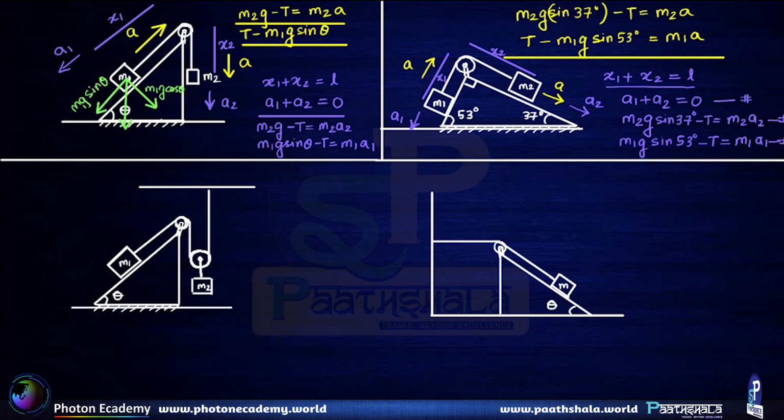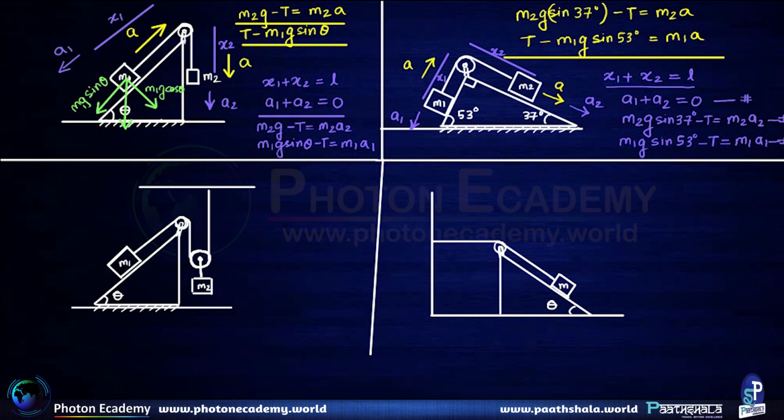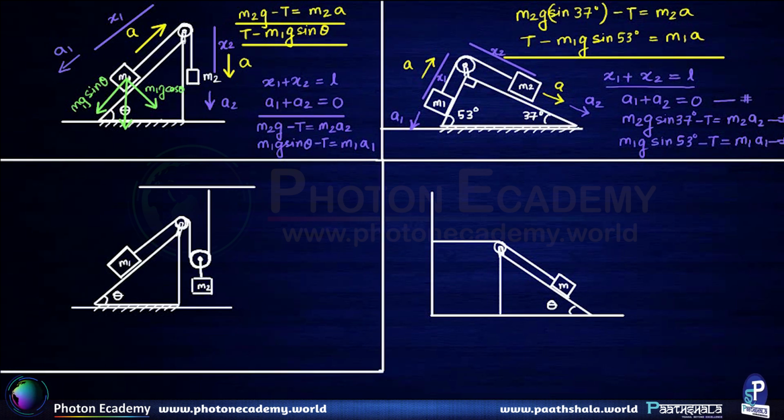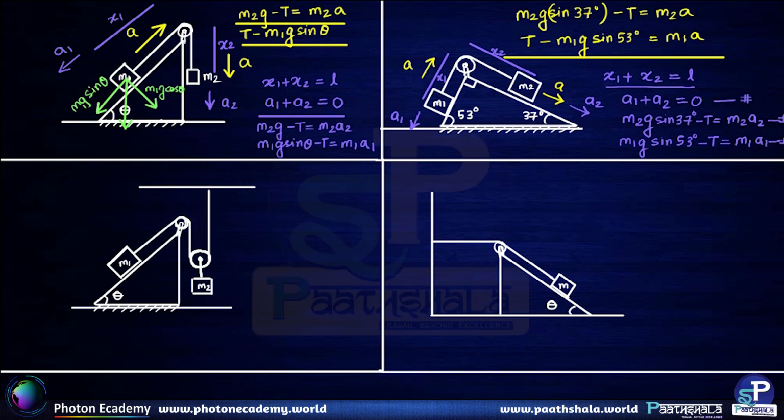So let us move to the next diagram and its analysis. So in this particular case, we'll directly employ the method of constraint motion. Here, this particular distance is assumed to be x1.